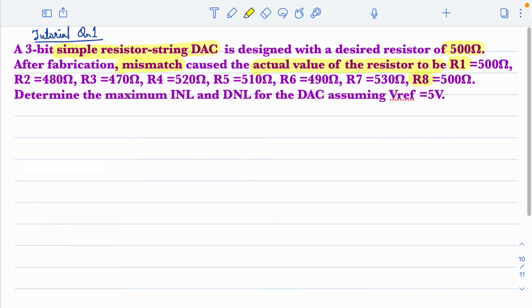Alright, yeah. So look at this. Now what is the reference voltage in this case? Here also it is given that the reference voltage Vref is equal to 5 volt. Since Vref is 5 and the desired value for the resistance is 500, we can find the expected current in the circuit, right? So how will you get it?